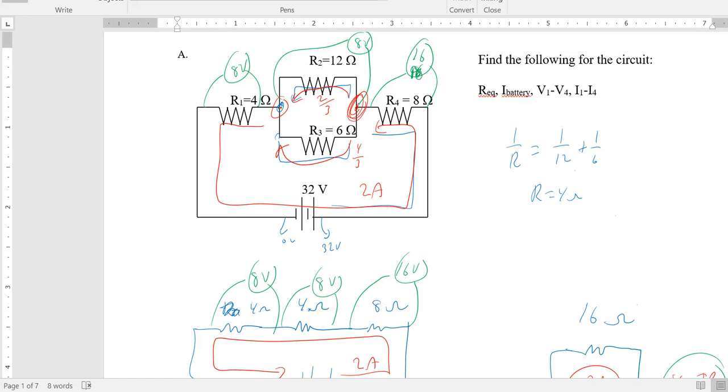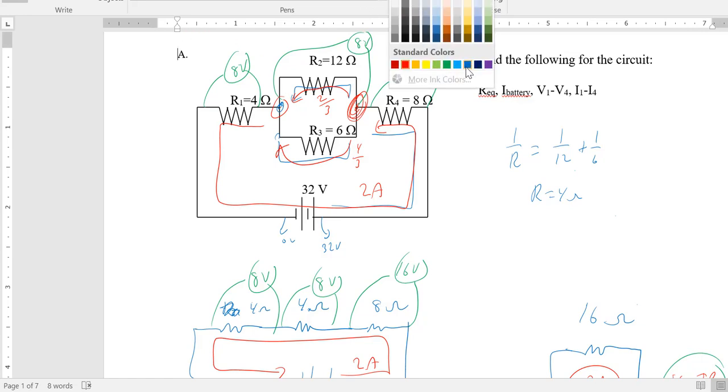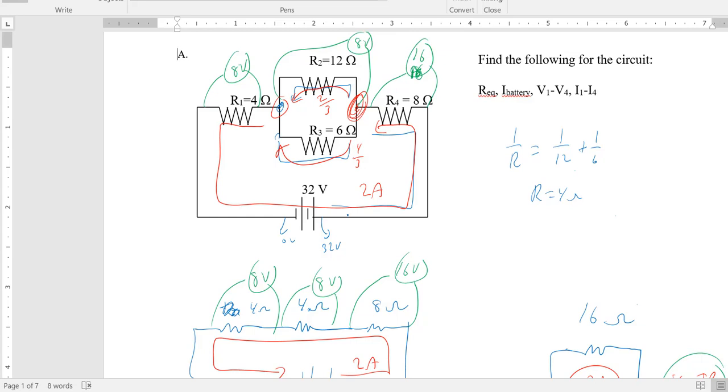The last thing is they might ask for the absolute voltage in each spot. The absolute voltage all the way here is 32. We lose 16, so right there you're at 16 volts. And then we lose 8 more volts through either R2 or R3. So right here, the absolute voltage is 8 volts. And then you lose 8 volts, and of course the absolute voltage there is 0, and you're back to the battery again.